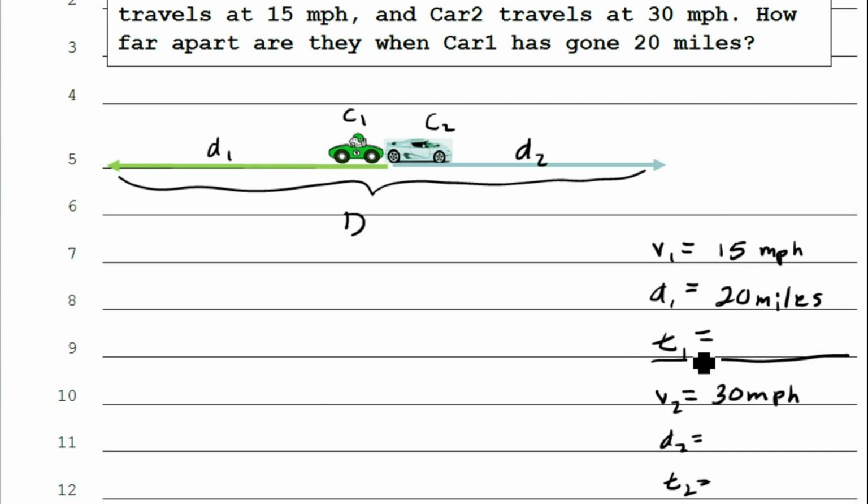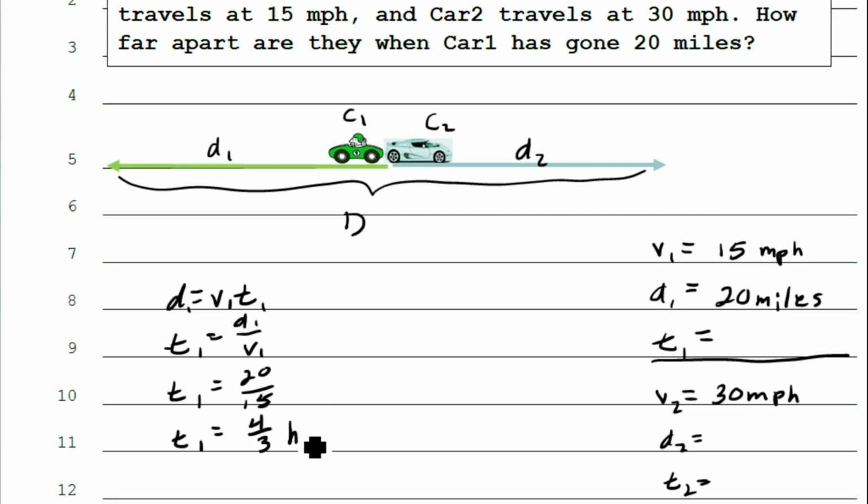And from that, we can figure out the time it takes car 1 to go 20 miles. That D equals V1 T1, so T1 equals D1 over V1. T1 equals 20 over 15. Simplify that, we'll get 4/3 hour.